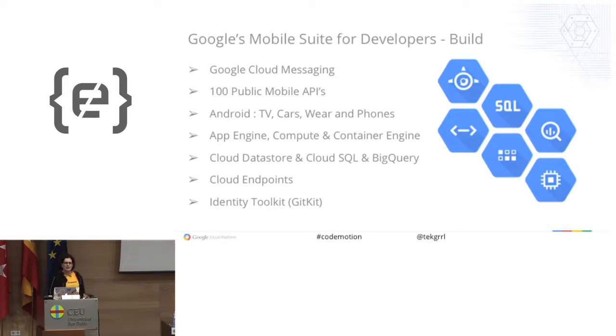Also, when it comes to storage, we have many storage options. We cover NoSQL with the Cloud Datastore. We have SQL, and we also have an analytics tool called BigQuery, which can run analytics across massive data sets or even very, very small data sets. We have Cloud Endpoints for developing APIs. We're only going to touch on that very briefly today. And we have a thing called GitKit, which is an identity toolkit. Again, I'm not really going to touch on that today, but maybe for a future talk that would be really interesting.